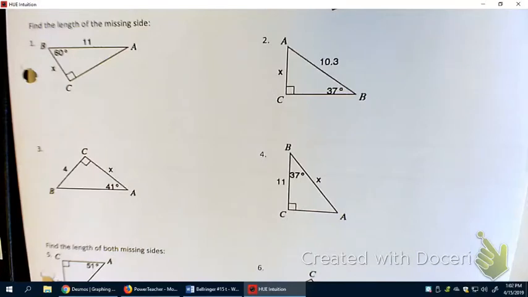So look at number 1. Here's the angle we're going to start with. It's up here at the top. From there, we're going to label our triangle. I know that across from the 90 is the hypotenuse, so here's the hypotenuse. I know that opposite of the angle is opposite, and I know the other side's the A.